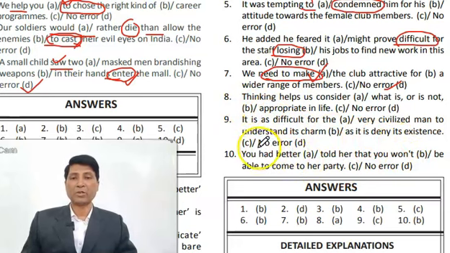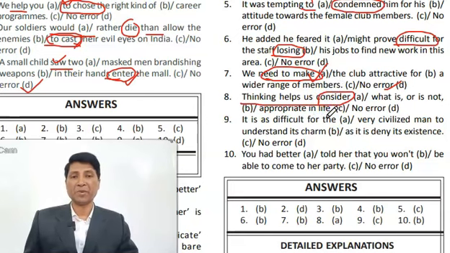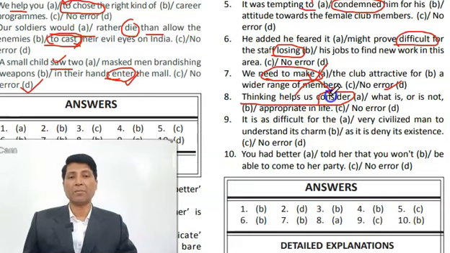Look at question number 8 now. Thinking helps us consider what is or is not appropriate in life. Here consider has been used as the bare infinitive because it is not preceded by to. And help is followed by a verb in the bare infinitive. That means it should be the basic form of the verb. Hence, there is no problem in the sentence.